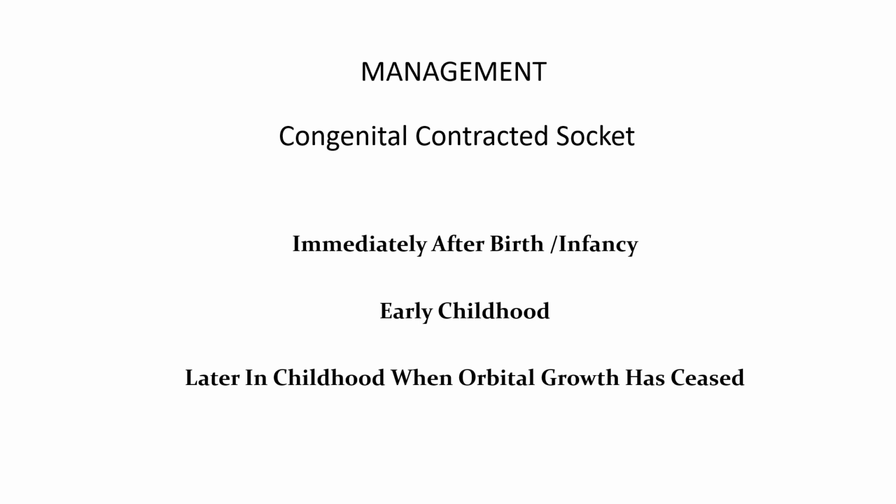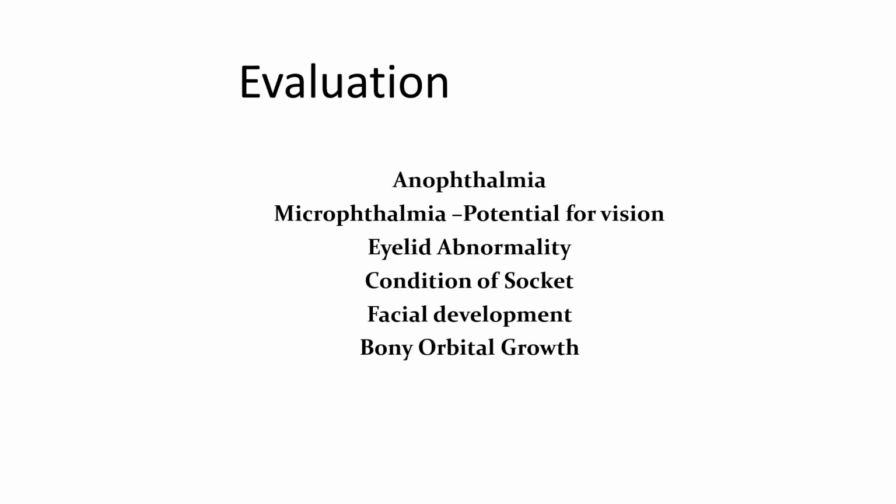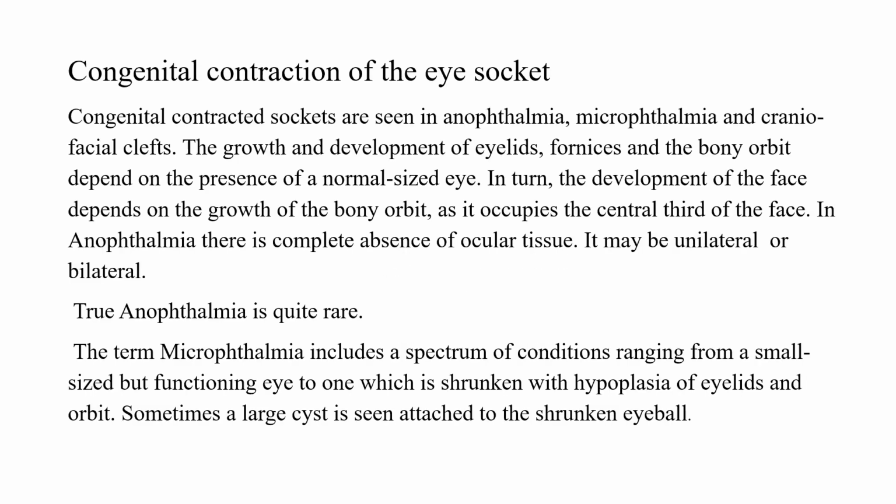Management of congenital contracted socket: immediately after birth or infancy, later in early childhood, and later in childhood when the orbital growth has ceased. Evaluation: anophthalmia, microphthalmia, potential for vision is there or not, eyelid abnormality, condition of socket, facial development, and bony orbital growth. Congenital contracture of the eye socket.